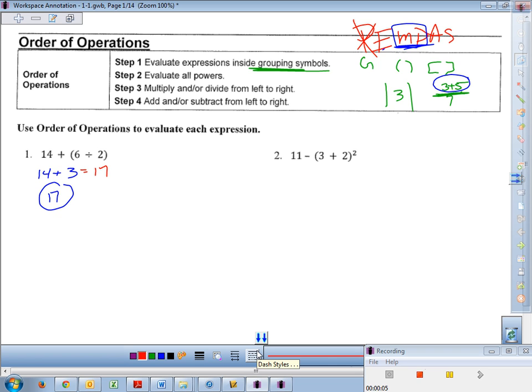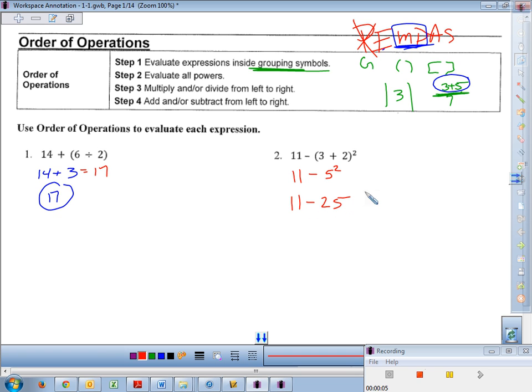Inside the grouping symbols is where we start first, right? We've got to do the 3 plus 2. All right, we don't need that exponent yet. We've got to do grouping symbols first. So we have 11 minus 5 squared. You with me on that? Then what's the next thing we've got to do? Exponent. So what's 5 squared? So we have 11 minus 25.